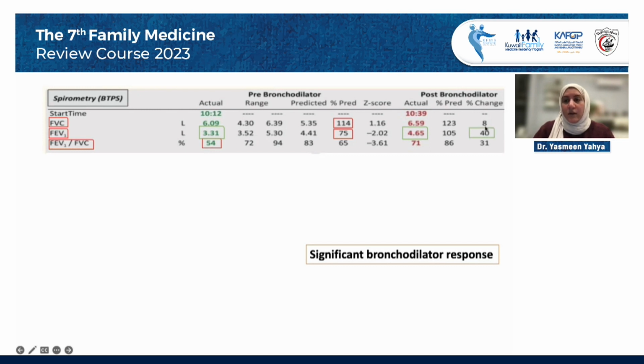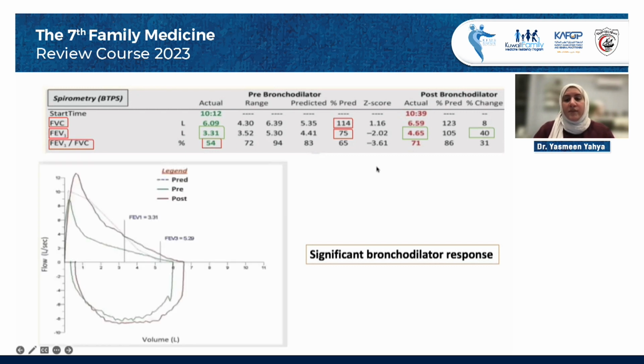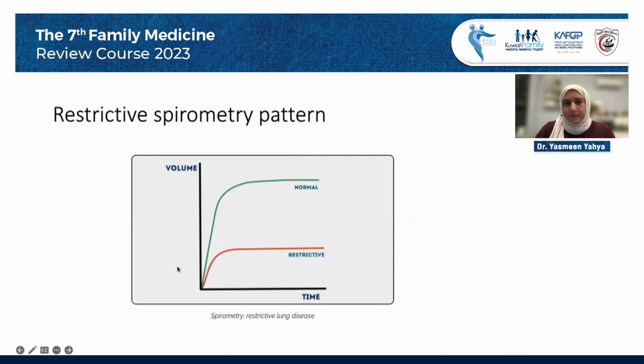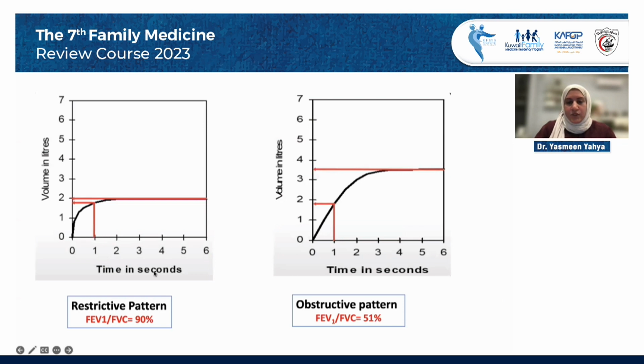And you can see also the percentage of change, we needed 12%, and here it's 40%. So this is considered a significant bronchodilator response. And you can see here that originally in the green was the performance, and after the bronchodilator, the curve has improved.